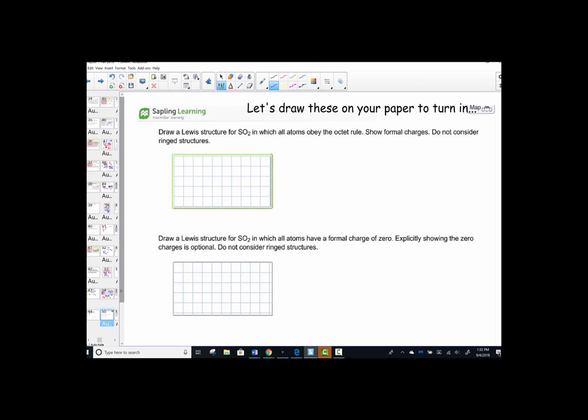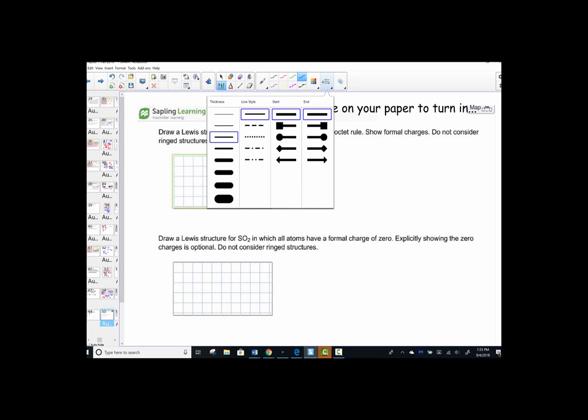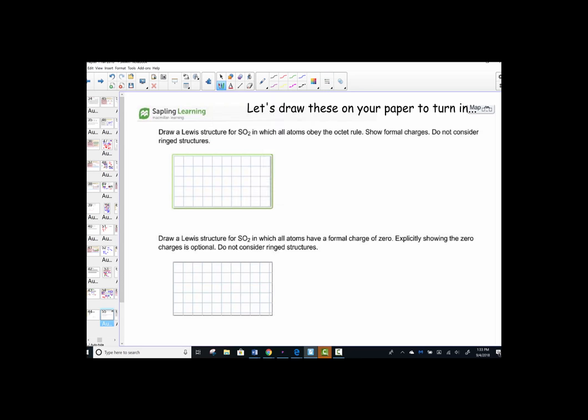Let's draw a Lewis dot structure that obeys the octet rule for SO2. All right, so sulfur dioxide. Sulfur has 6 valence electrons, lives in group 6A. Oxygen also lives in group 6A. So we have a total of 18 electrons. The least electronegative element goes in the center, and we connect back the oxygens. Keep a tally. We have 14 more to go.